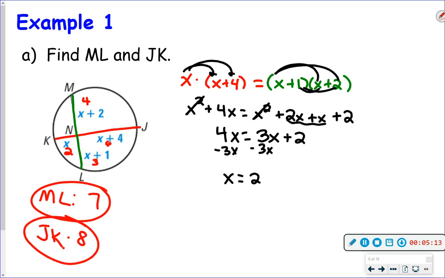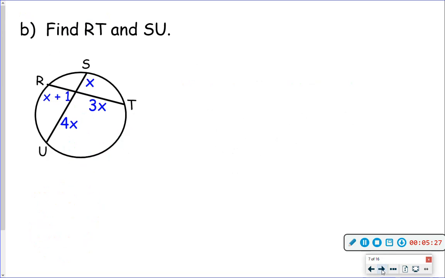So just make sure, sometimes you'll see they just want X, sometimes they want you to plug it in and give the length. So the geometry today, I promise you, is easy. You just multiply the pieces, but there's going to be a lot of algebra today. I don't know if that's a good or a bad thing.